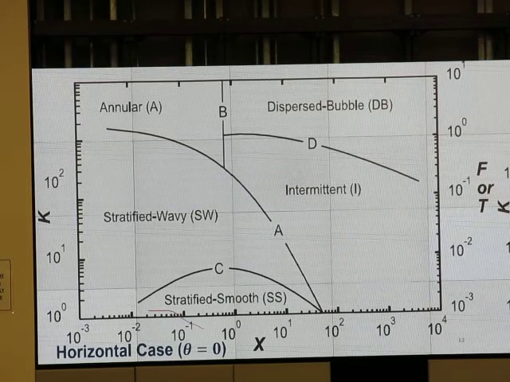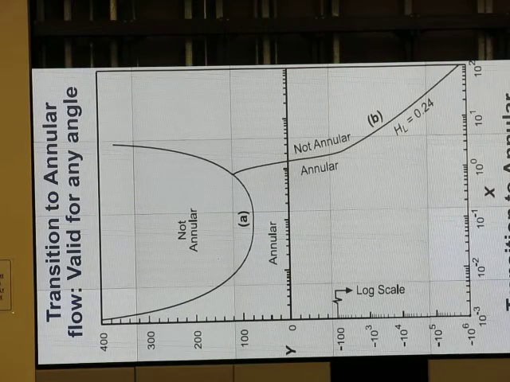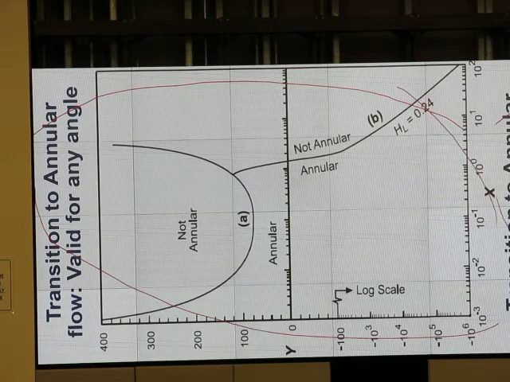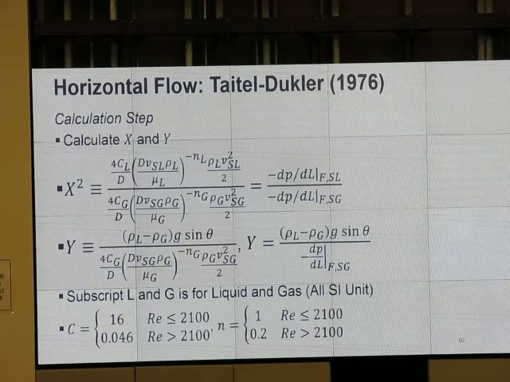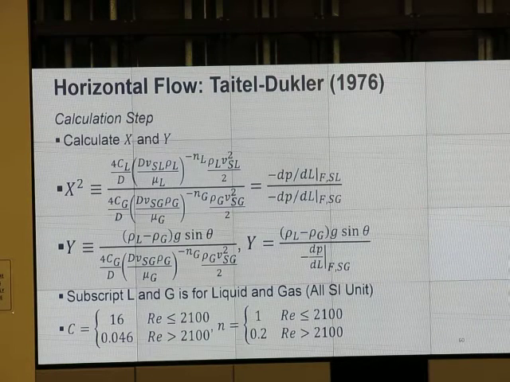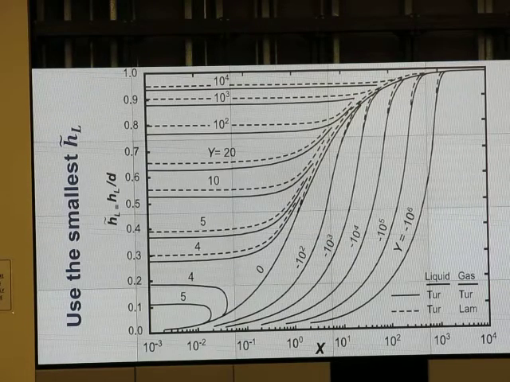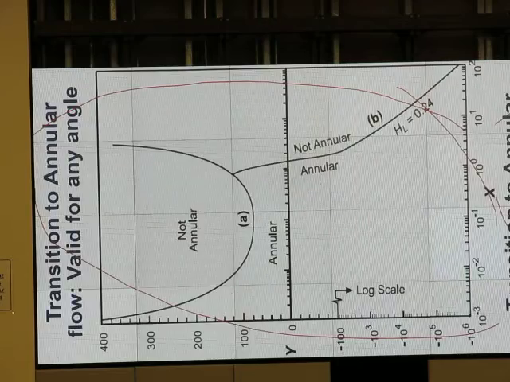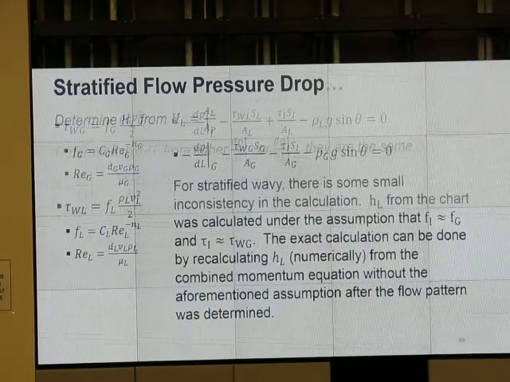This chart is only for 0 degrees, and this is a general chart for annular flow. You can use it for anything, X and Y. If I calculate X and Y for you, you should be able to read the chart. If the engineer cannot read the chart, you should stay here with me. Just reading the chart.